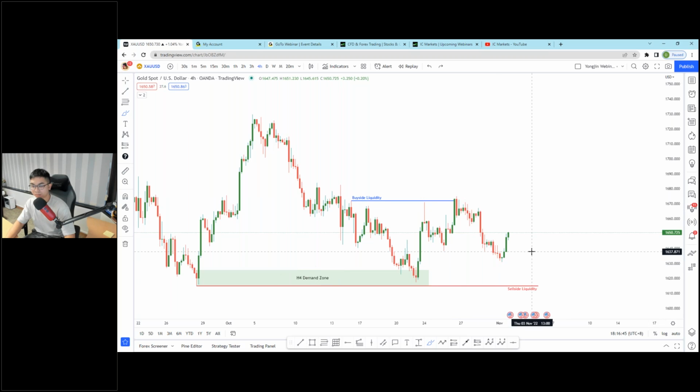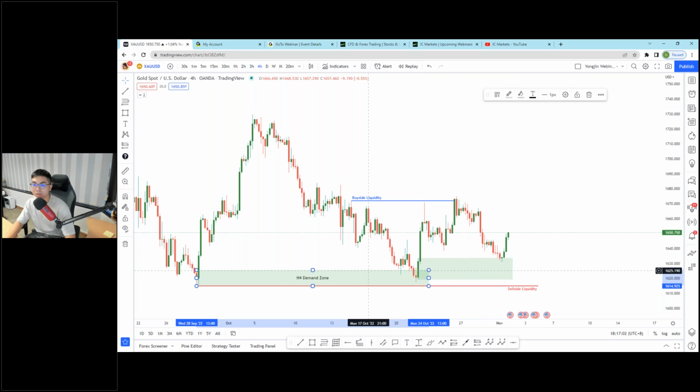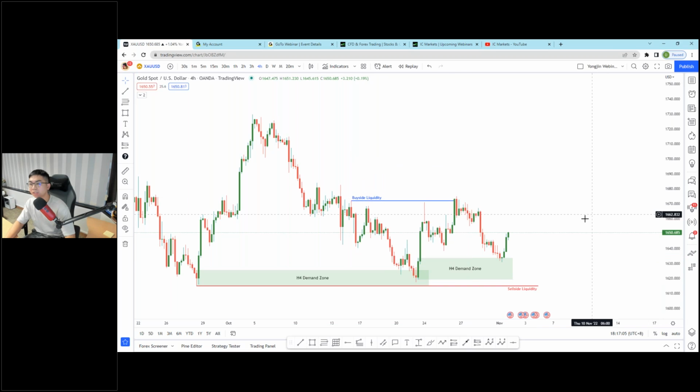Again, I want to know what is the latest outcome. Why is price over here? Why is price moving upwards? So I'll just mark it out as there is an H1, H4 demand zone right here. Just write it out. Just getting an idea, just getting where price might go.